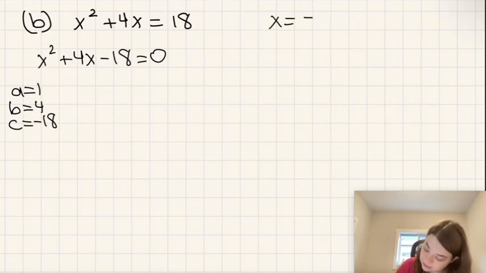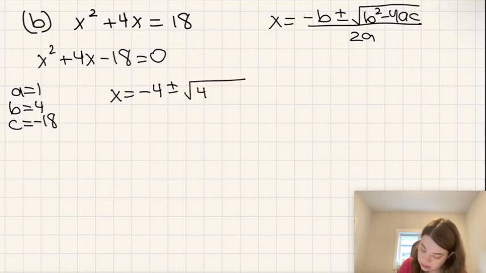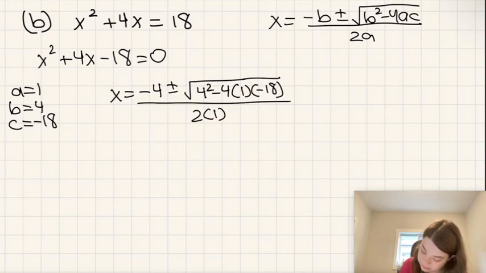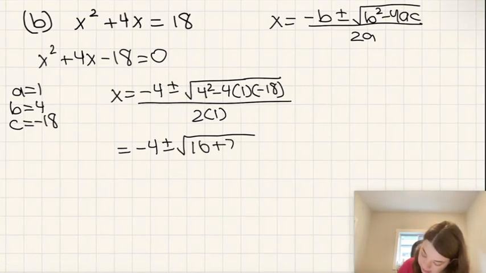Then, just for reference, I'm going to write the quadratic formula here as well, like that. And then I'm going to sub my a, b, and c into the quadratic formula. So x is equal to negative 4 plus or minus the square root of 4 squared minus 4 times 1 times negative 18 all over 2 times 1. And that's going to be equal to negative 4 plus or minus the square root of, let's see, 16 plus 4 times 18 this time. So that's going to be 16 plus 72 in there.